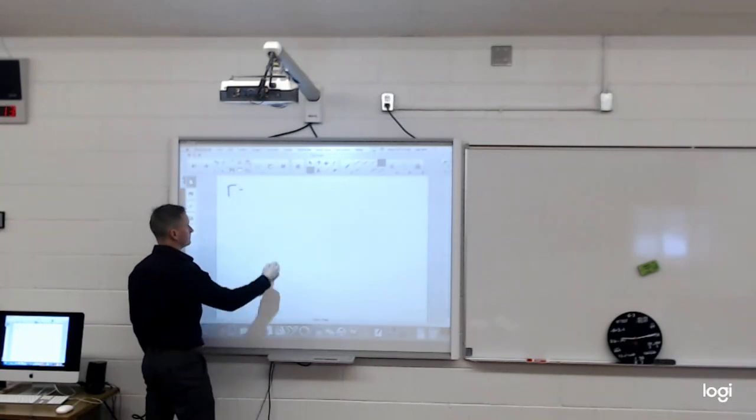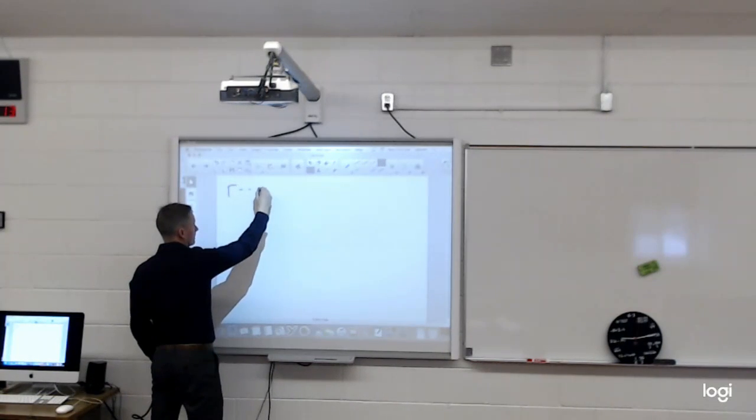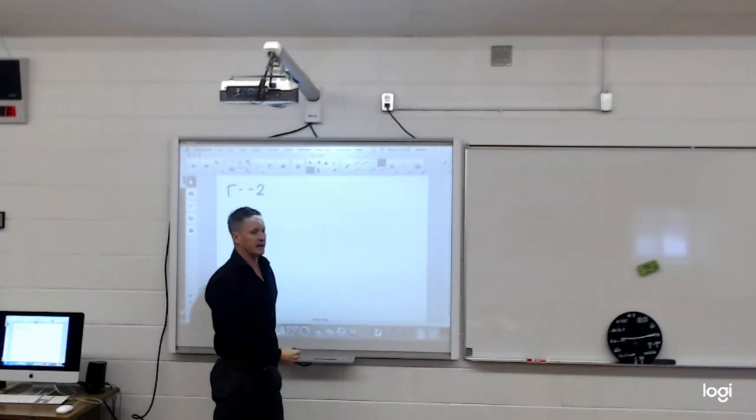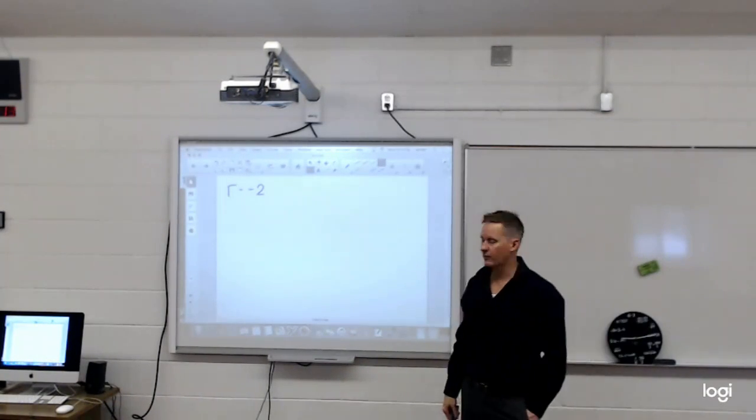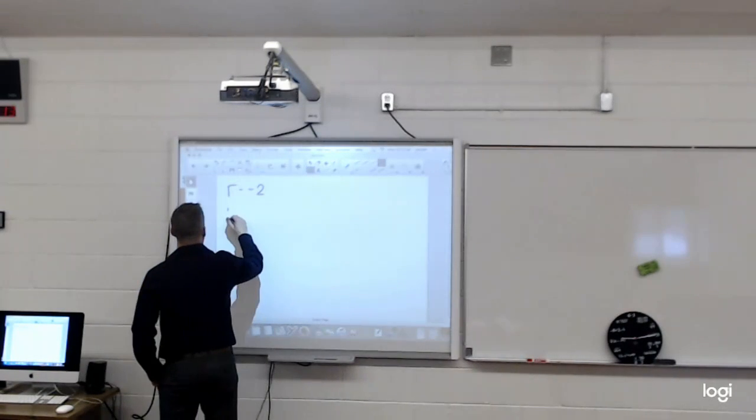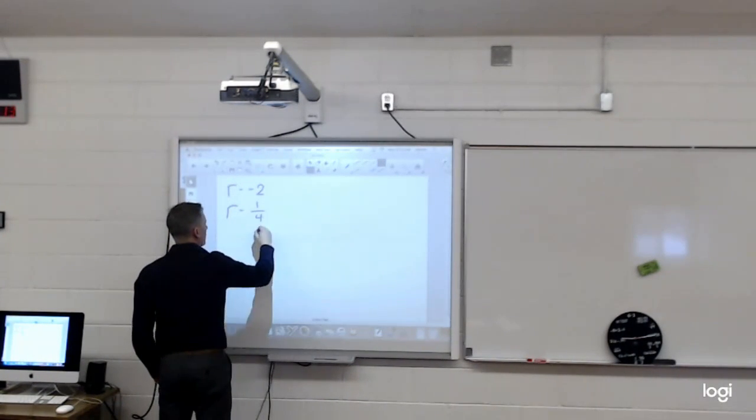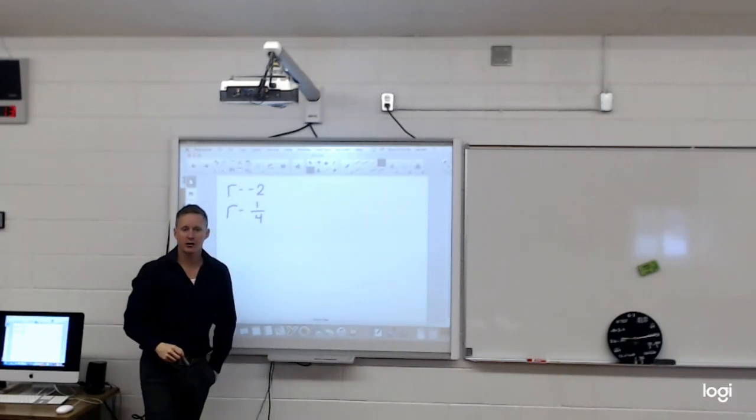Negative 2. So is it converging or diverging? Diverging. So there is no sum of it. What about the next one? 1/4. So that has a converging one, right?